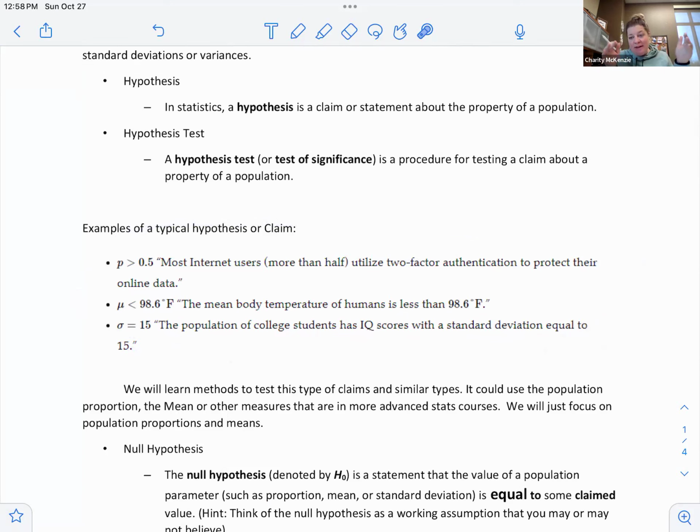We can have claims that are greater than, less than, or equal to. Those are our options. The first one, you could say something like most users, more than half. So anytime you see most, use 0.5, half. Most users utilize two-factor authentication. Okay, this one is the mean body temperature of humans is less than 98.6. So less than. We have that mean symbol. We have our P symbol for proportions, right? Proportions are like 20 out of 100. It's like a survey. Or I made 10 shots out of 30 shots when I went to make free throws.